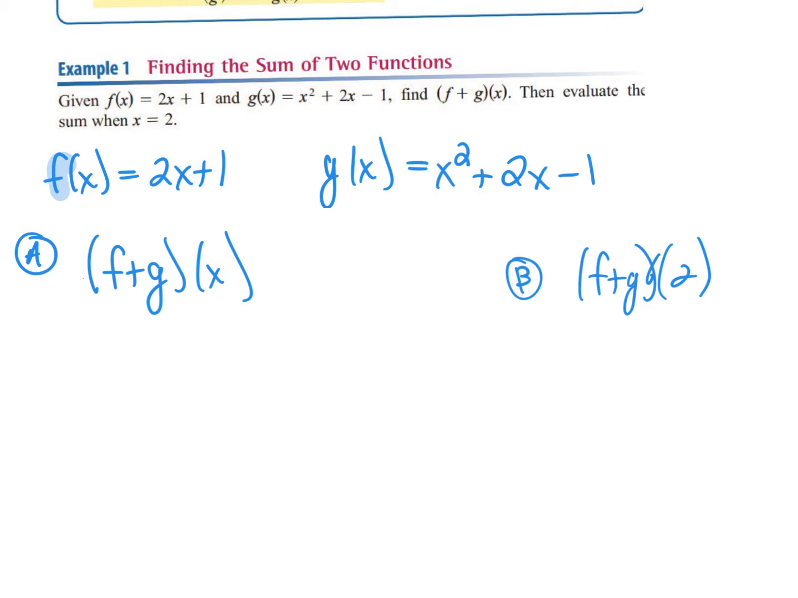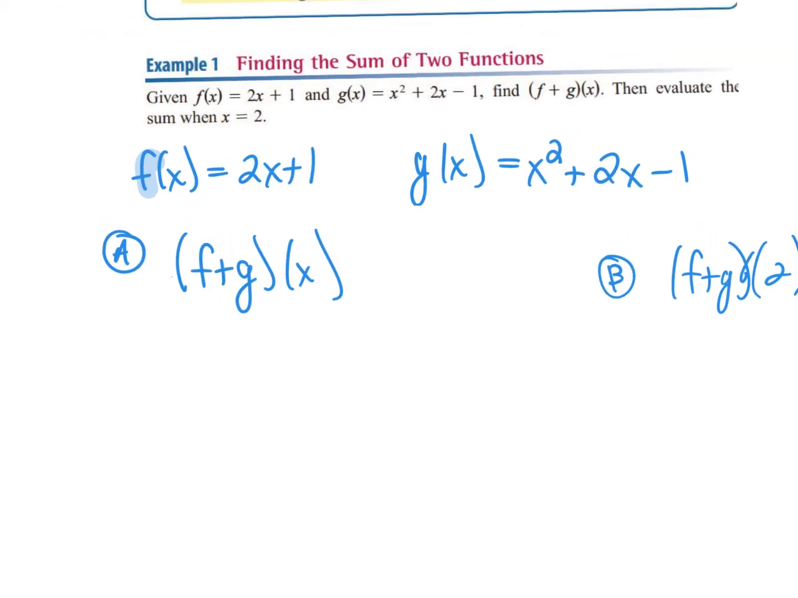What A is saying is just add the two functions together. Your answer should have x's in them. B is saying add the two functions together, and then everywhere you see an x, plug in a what? A 2. So in letter A, when you are leaving your answer in terms of x, that means you should have an x in your answer. If you have something like this on WebAssign tonight, make sure your x is lowercase. Letter B is saying, I need a numerical answer.